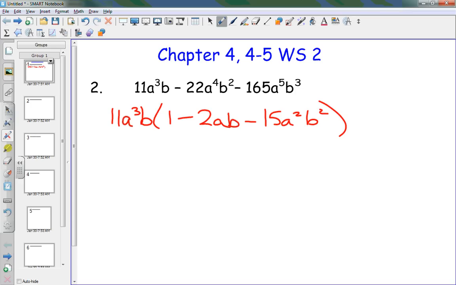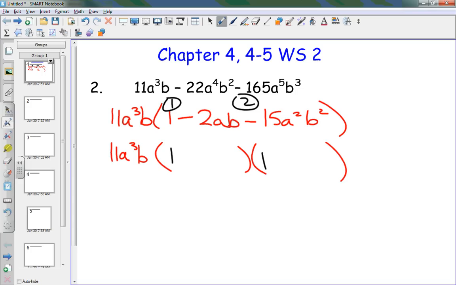Okay. Now, do I have 3 terms still? Yeah. Should I have 3 terms still? Yeah. Why? Because I had 3 terms to start out with. Do we understand that? So now I need to bust this down into 2 binomials. So I need factors of 1. 1 and 1. I need to have a negative 15. So what's it say about my signs? My signs need to be opposite.